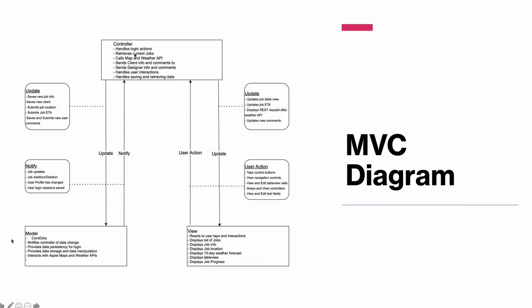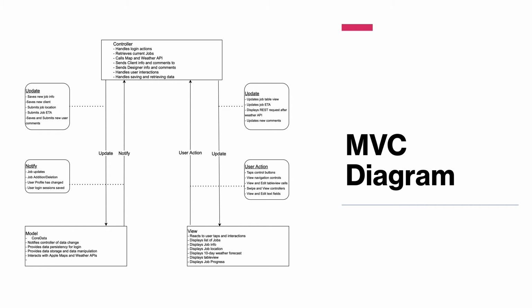Also, the controller, once it has updated the model, will save the new job information. It'll submit the job location, the job estimated time of completion, and if there are any comments submitted, it will also go ahead and do that. Now, the view is what the user will actually see.